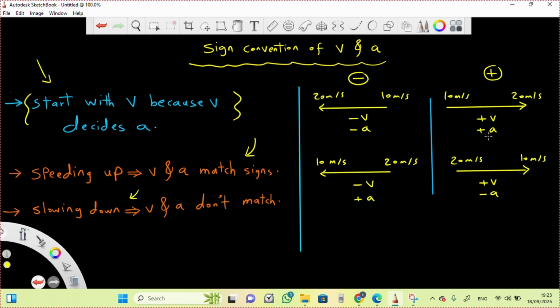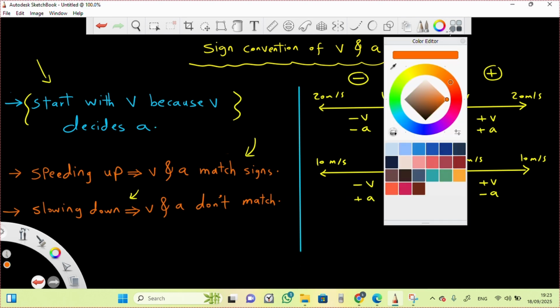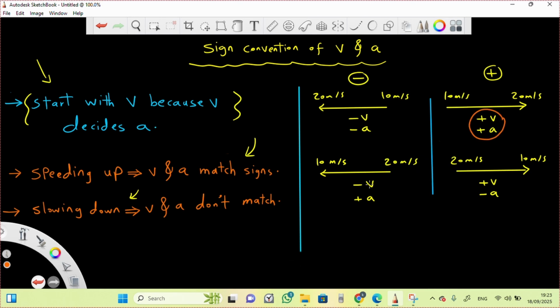So let's take a closer look here at this and this one. No matter which direction you're moving, as long as you're speeding up, the sign of velocity and acceleration match. And here as well, we're speeding up to the left, so acceleration is taking the same sign as velocity. But right here, they did not match because we're slowing down. And here also they did not match because we also are slowing down, but to the left.